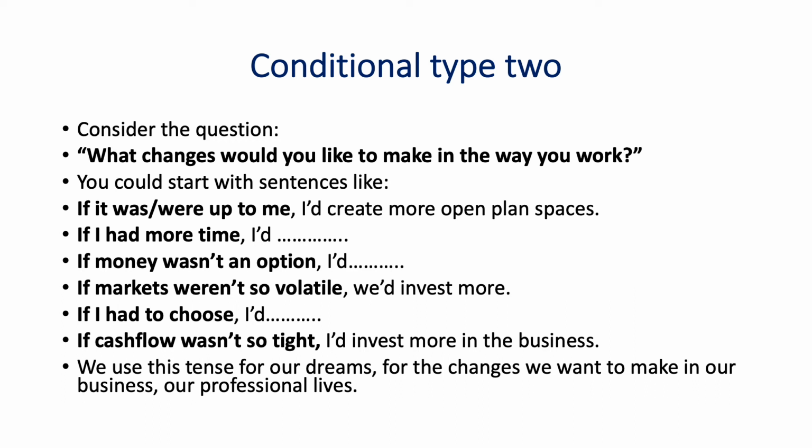If it was or were up to me, I would create more open plan spaces. If I had more time, for example, I would learn a language. Or if money wasn't an option, I would do something. Here you have to think; these are just examples of when you could use conditional type 2. If cash flow wasn't so tight, I would invest more in business, for example.